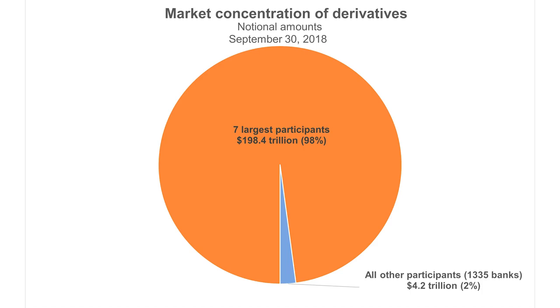Much of this derivatives activity is actually concentrated among the largest financial institutions. JP Morgan Chase, Citibank, Bank of America, Goldman Sachs, Morgan Stanley, Wells Fargo, HSBC. These are the largest dealer banks. And having all of this activity concentrated in a handful of institutions reflects economies of scale in this business.